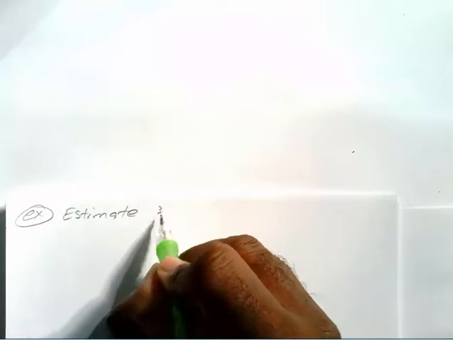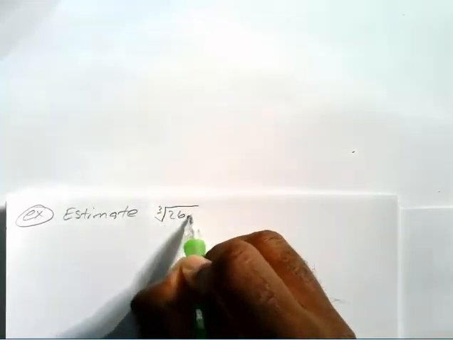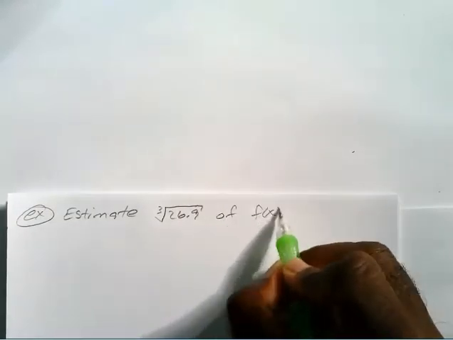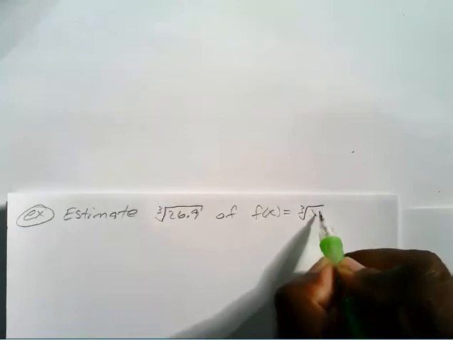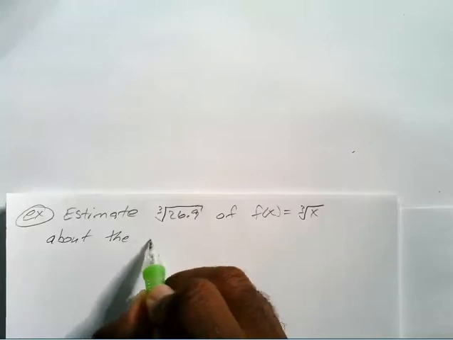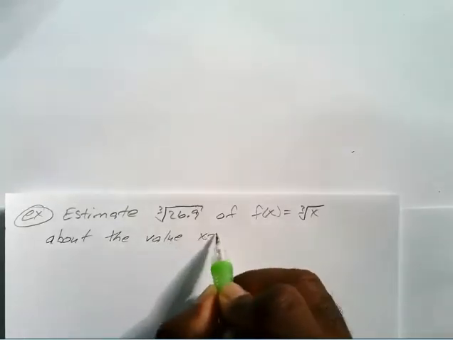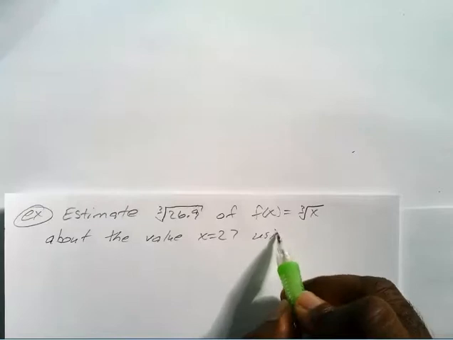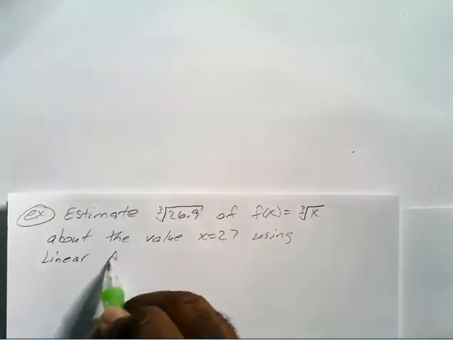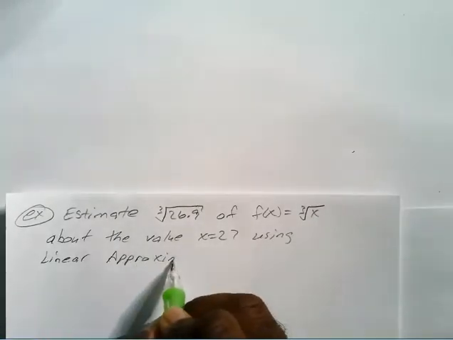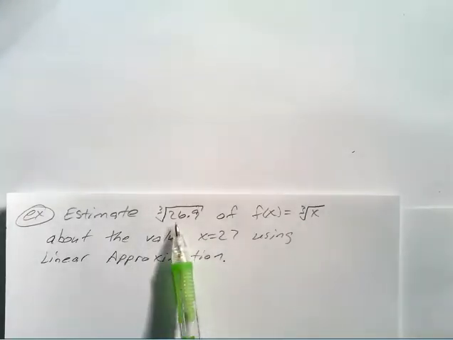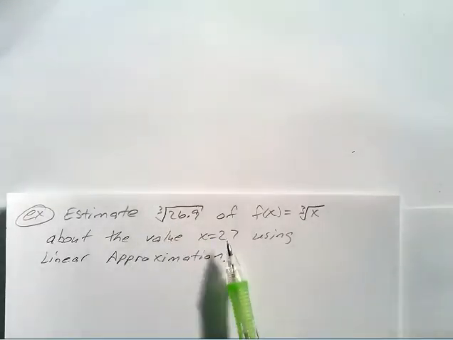Estimate the cube root of 26.9, where f of x equals the cube root of x, about the value x equals 27, using linear approximation. Using a linear approximation, we're going to estimate this cube root, even though we know the cube root of 27.